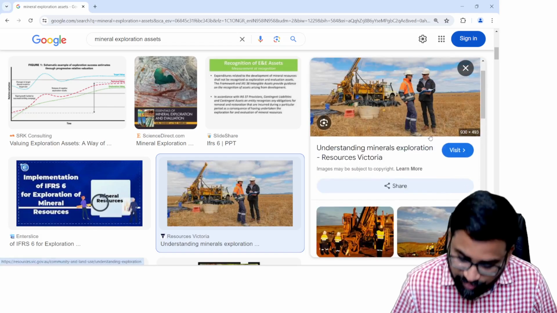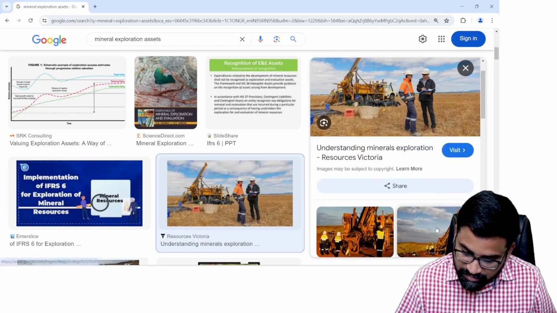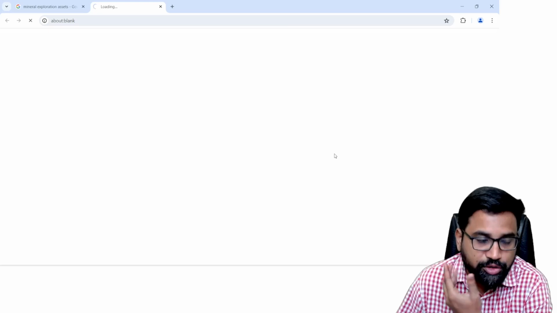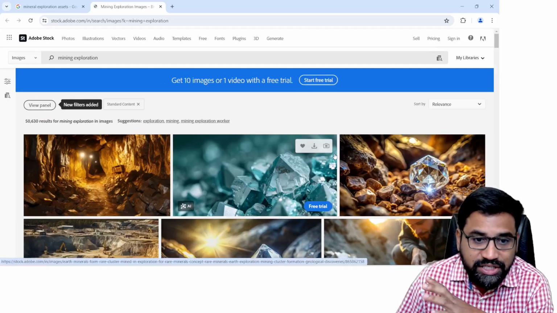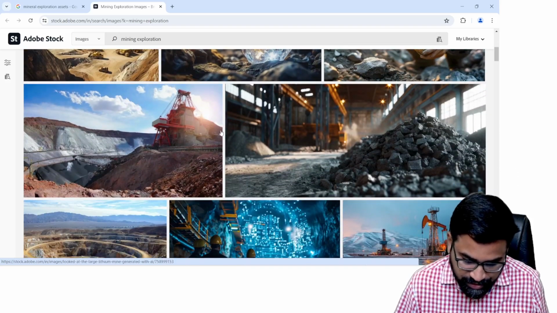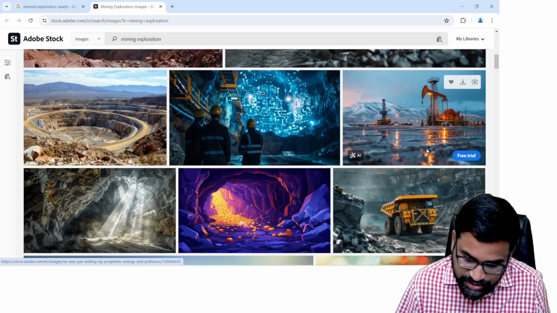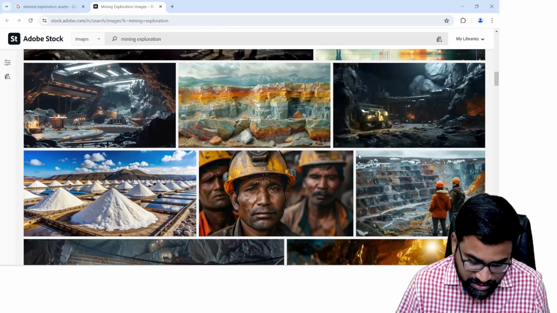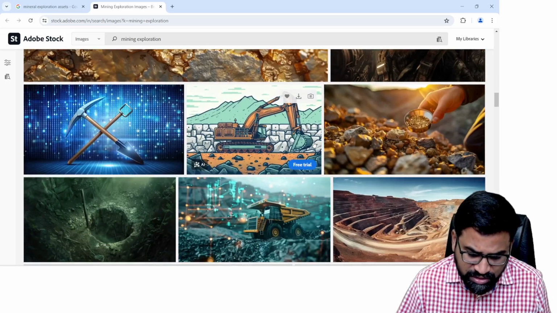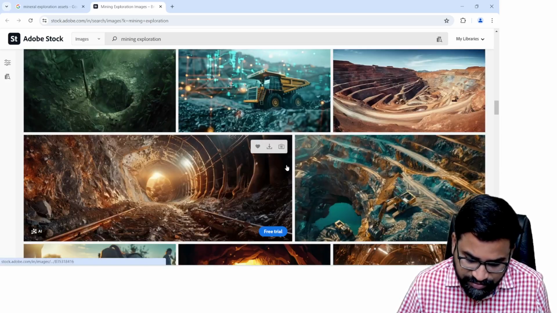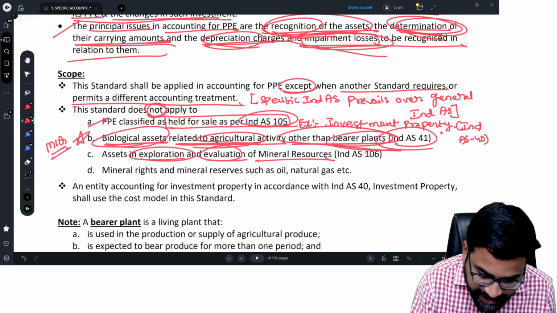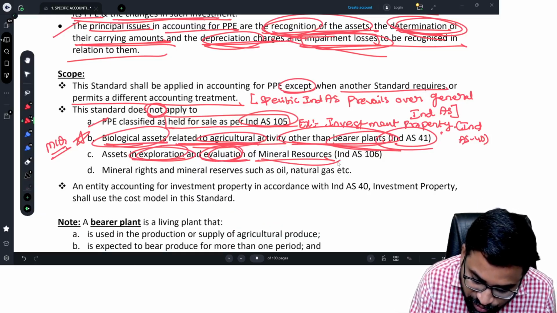These kinds of assets are generally used for exploration of minerals. We use different kinds of equipment, so the recognition and the accounting are covered here. These are called mineral resources, explored using different kinds of equipment. Exploration can be done in any place. See here: assets in exploration and evaluation of mineral resources.